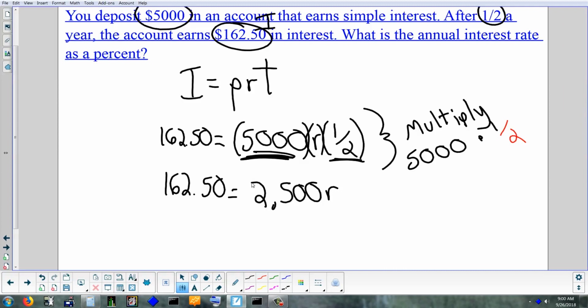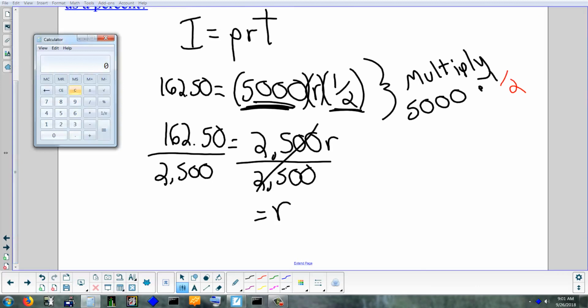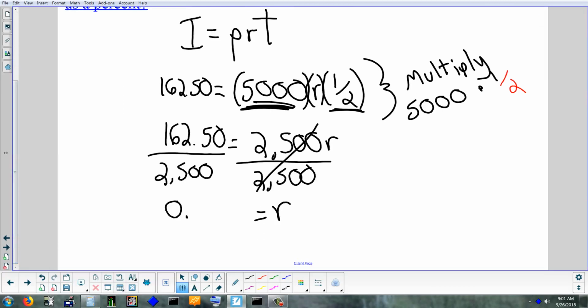Divide the 162.50 by 2,500. Yep. That'll cancel out. This will leave me with R on this side, and I can use my calculator. 162.50 divided by 2,500. So I got 0.065. Right? Now, like Mr. Hager said in the original, right?